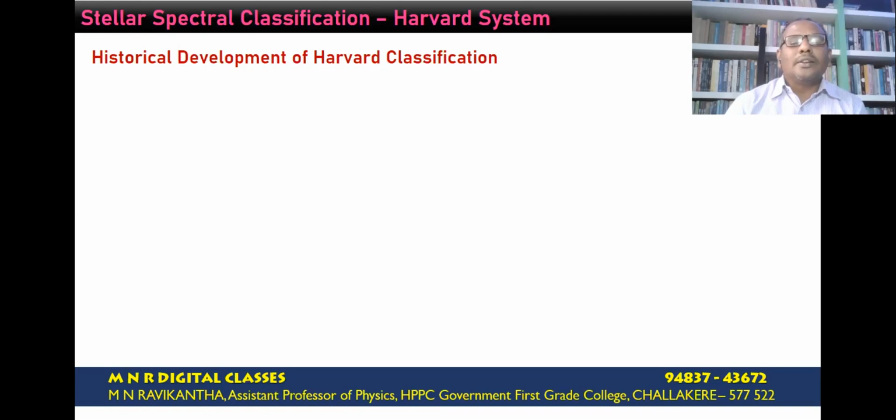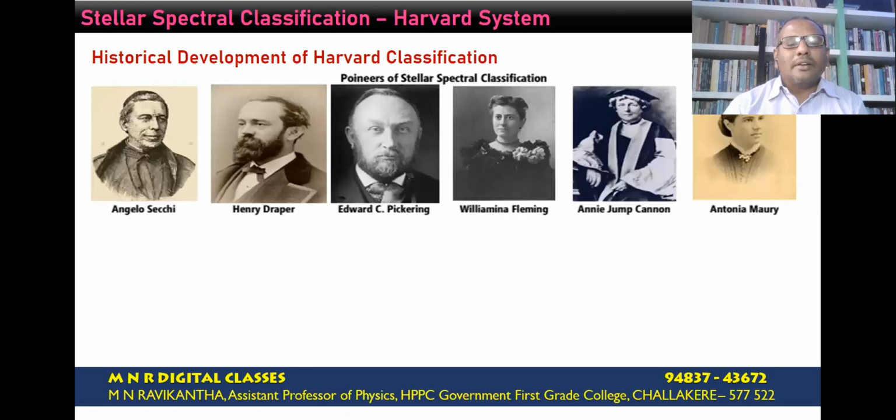Before going to understand in depth the Harvard system of classification of the stars, let us have a glance at the historical development of the Harvard classification of the stars. This picture represents 6 pioneers who led to the development of the Harvard classification system. This Harvard classification forms the Bible for astronomers to understand the different stars.